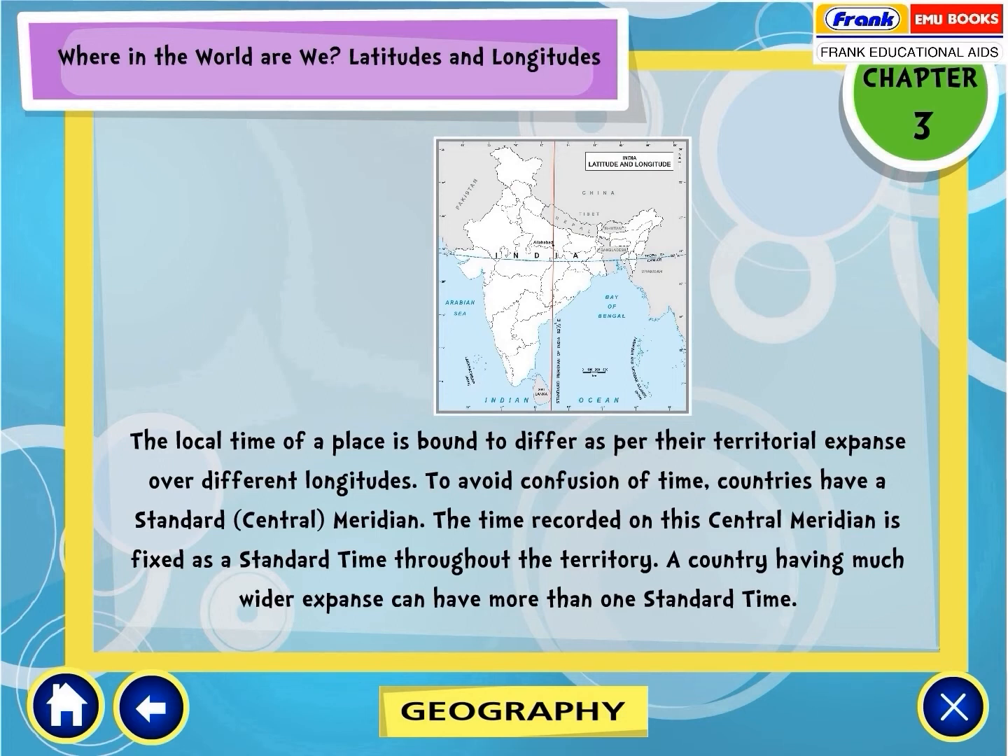To avoid confusion of time, countries have a standard central meridian. The time recorded on this central meridian is fixed as a standard time throughout the territory. A country having much wider expanse can have more than one standard time.